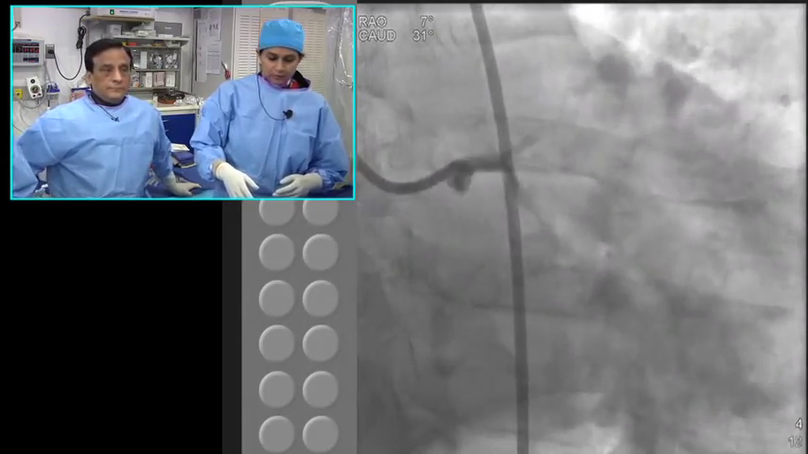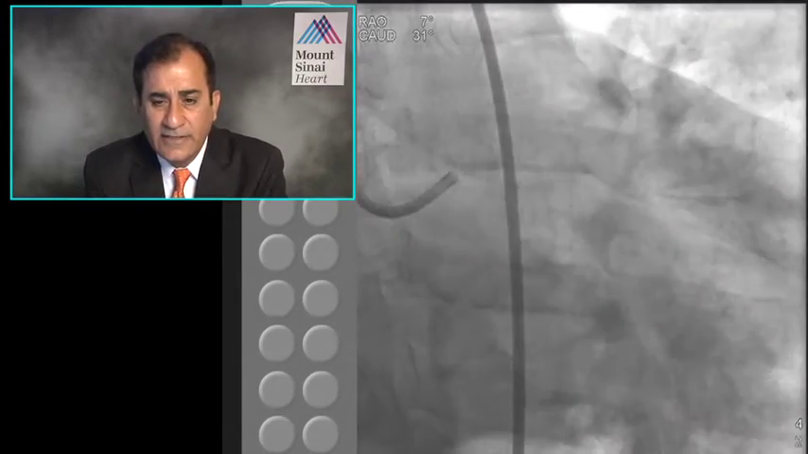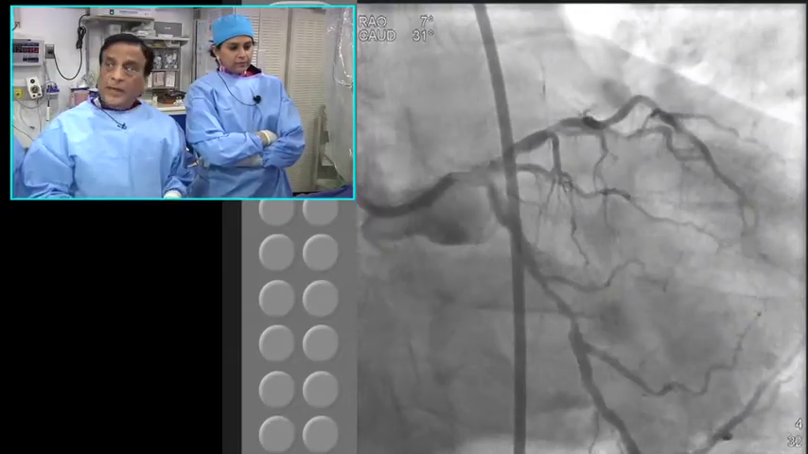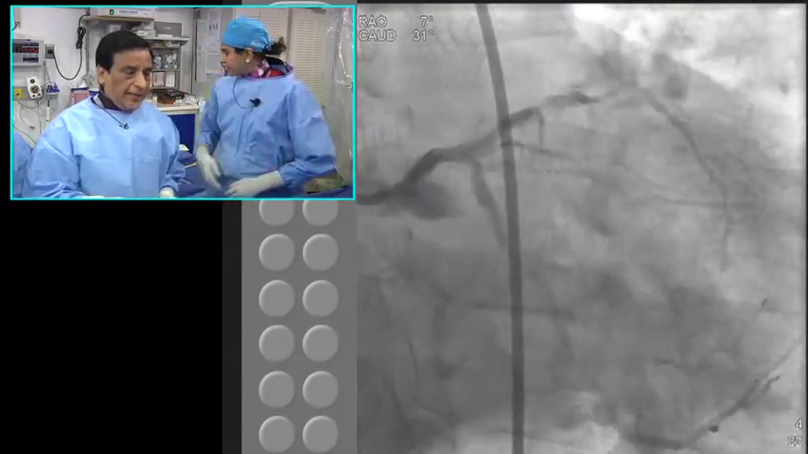Well, that seems a very appropriate FFR for both the LAD and the circumflex. Yeah, exactly. I think that's what we'll do, and that is our plan. If we go through this, go back to the slide again.